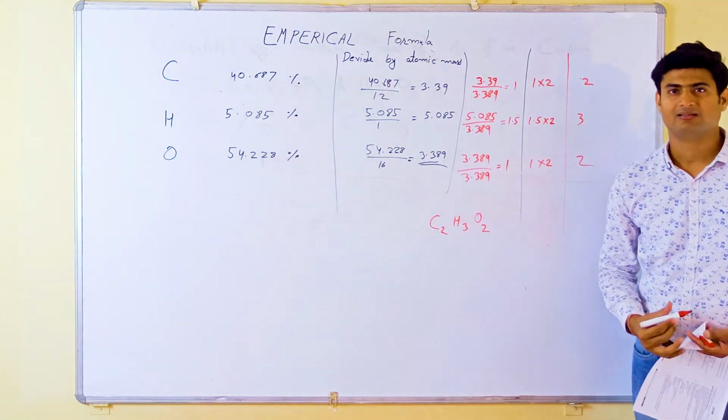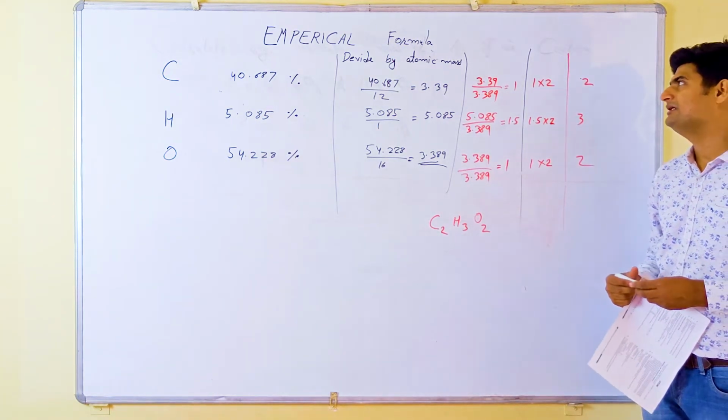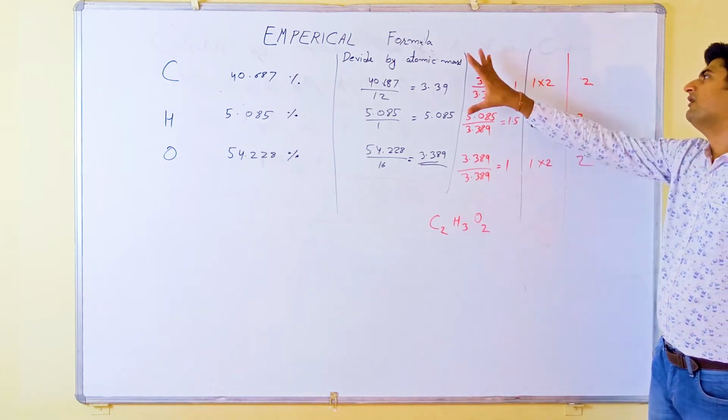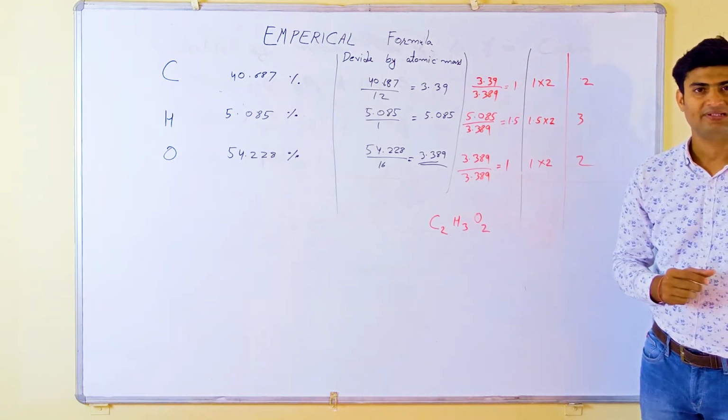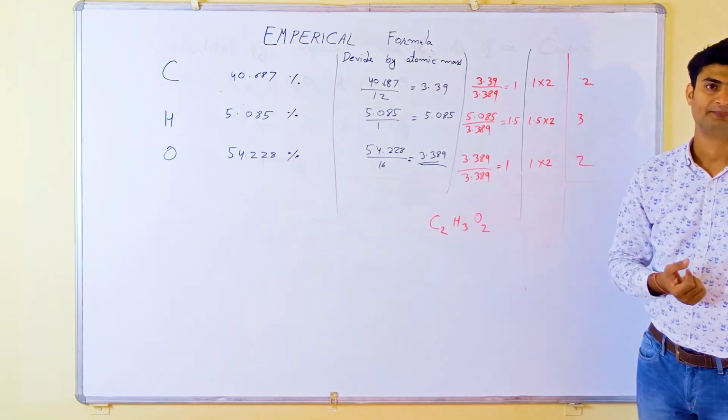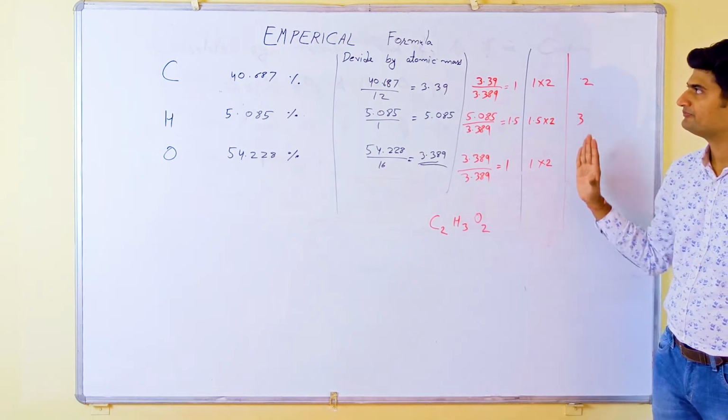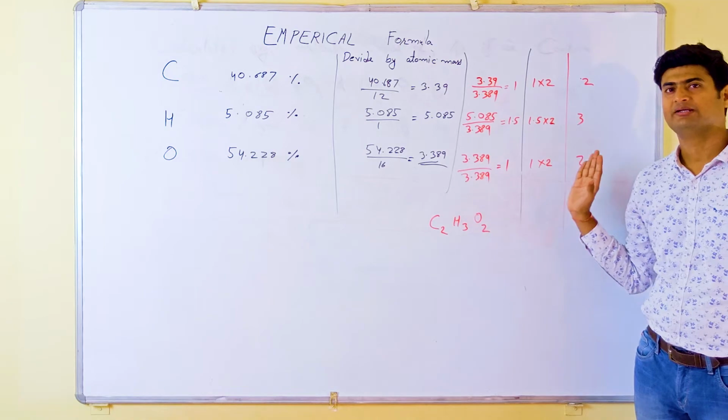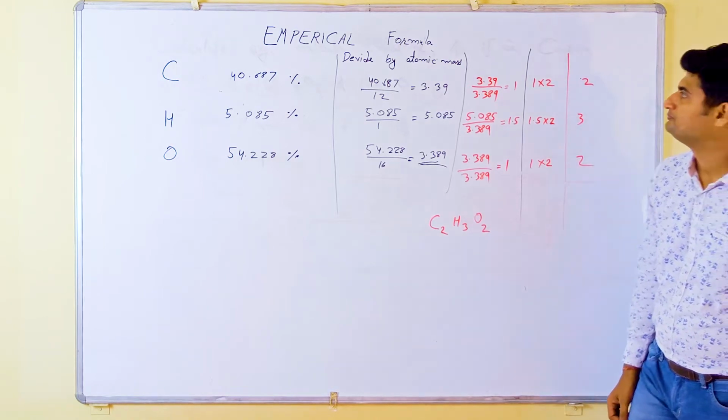Was it simple? Was it typical? Basically, you have to memorize what I did in each step in order to get the empirical formula. Okay? Just think about it and calculate.